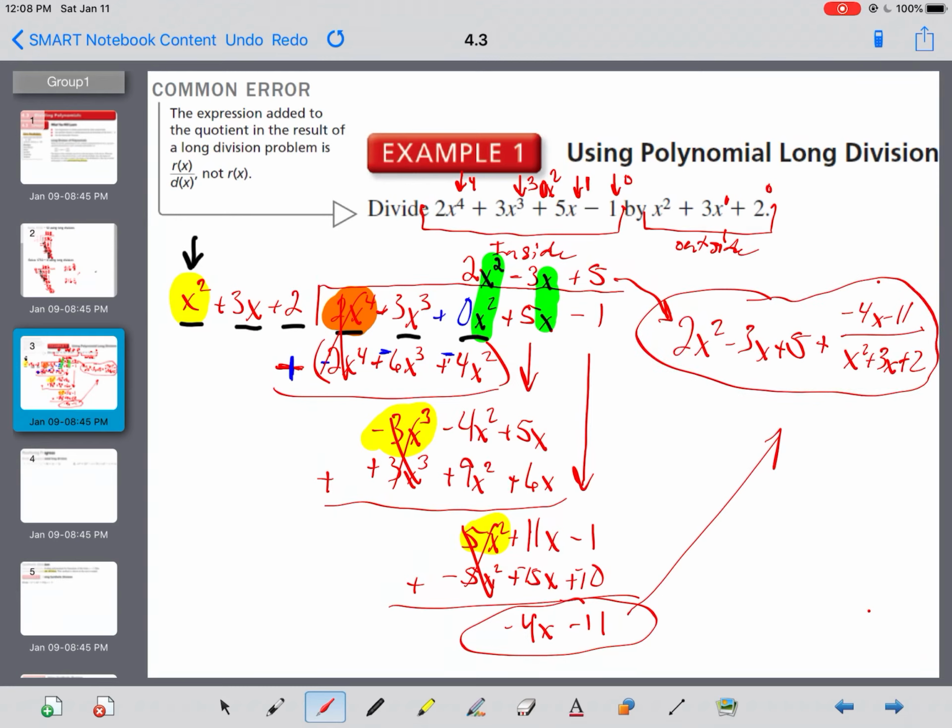That's the answer, isn't it? Okay? It's big. It's a monster. It's Algebra 2. That's how it goes.